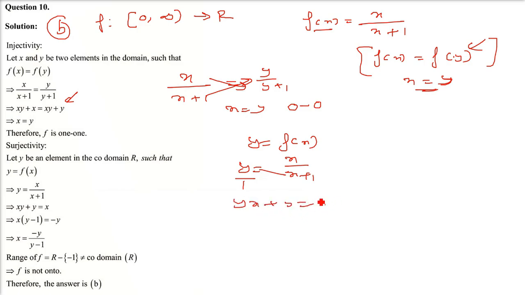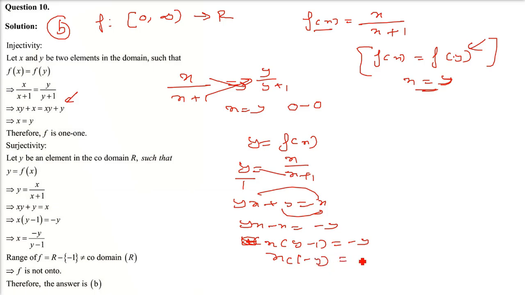Now take x terms on one side. So yx minus x equals minus y. Now let us just multiply both sides by -1. We don't want negative like this. So I'm just multiplying both sides by -1, so this negative y on the right hand side will be positive y. X into 1 minus y will be y. X will be equal to y by 1 minus y.